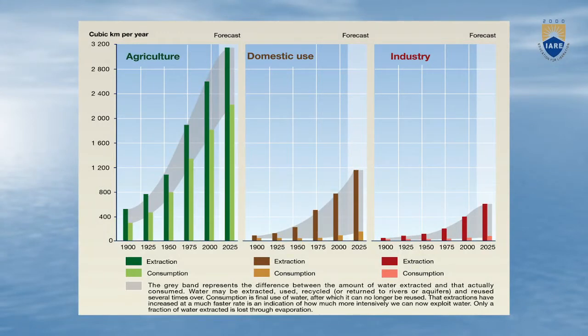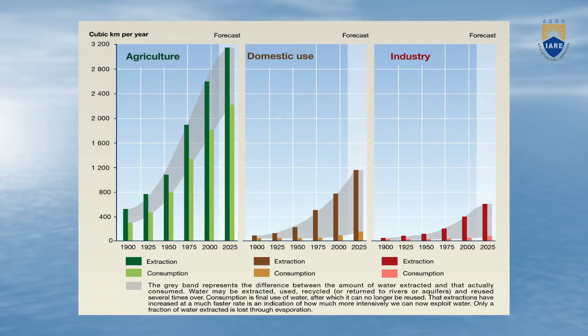From the graph, we can see that the usage of water is increasing from year to year. Most of the water is used in agriculture. Here, the dark green bar shows the extraction and the light green bar shows the consumption. And we can see the gray bar in agriculture, domestic use, and industry. Here, the gray bar indicates the gray band.